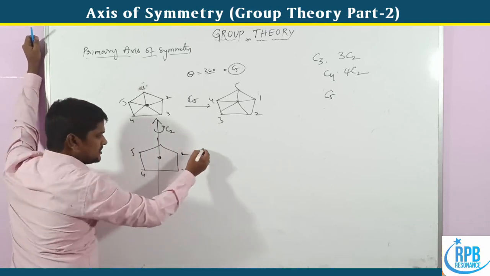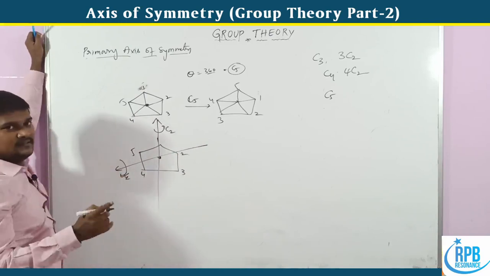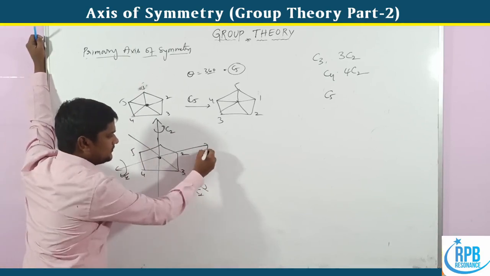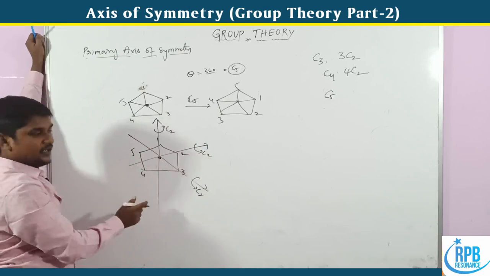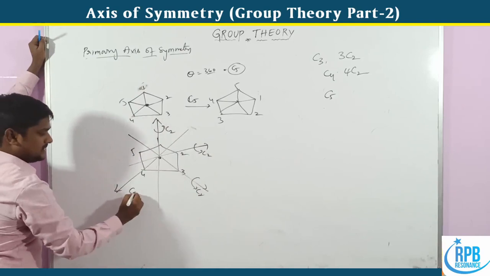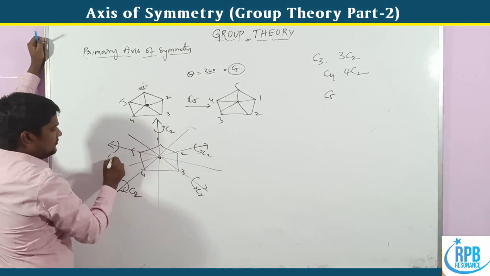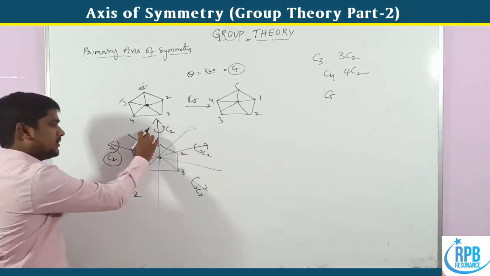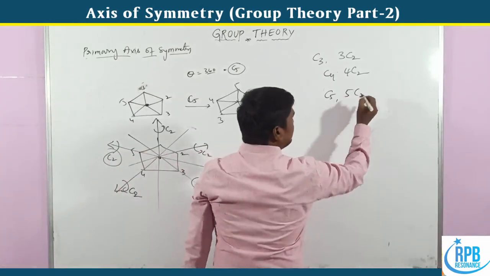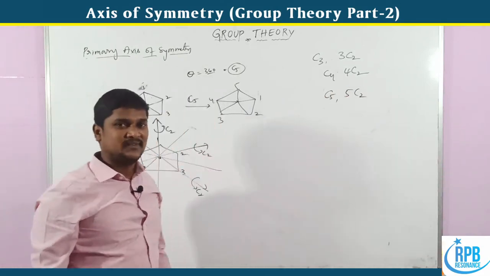Again, I can imagine the axis of symmetry through the second atom and the central atom. It is also a kind of C2 axis of symmetry. Here also it is a C2 axis of symmetry. So again, 4 to the central atom, that is again a C2 axis of symmetry. Finally, 5 to the central atom, that is also a C2 axis of symmetry. How many C2s are there? 1, 2, 3, 4, 5. 5 C2s are there. C5 along with 5 different kinds of C2s are present. So here C5 is the principal axis of symmetry, and C2 is the subsidiary axis of symmetry.